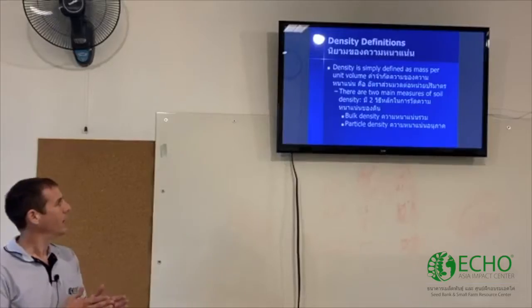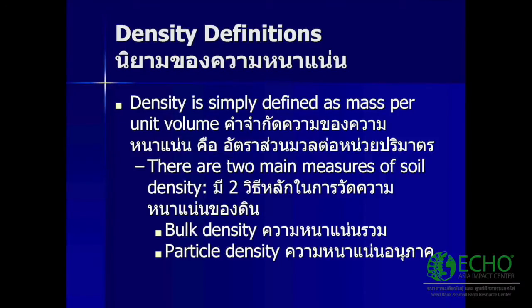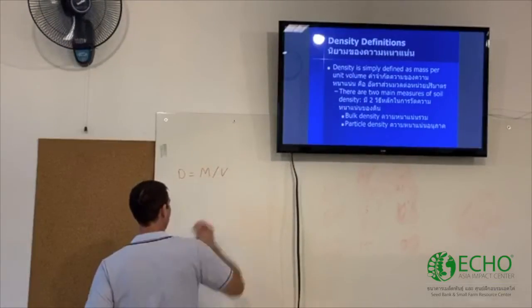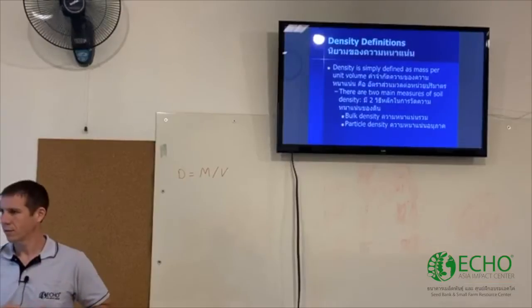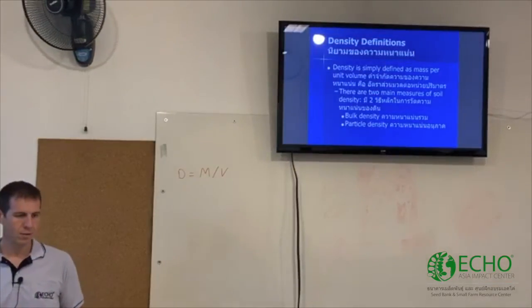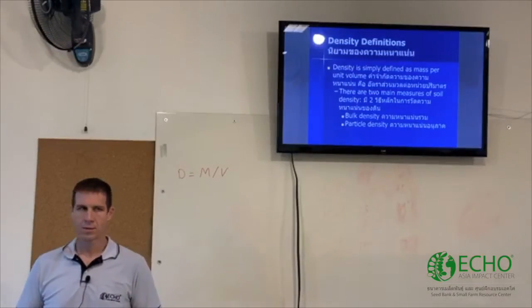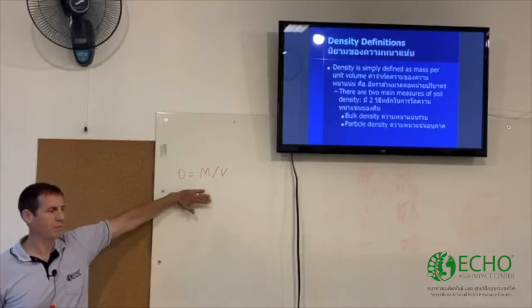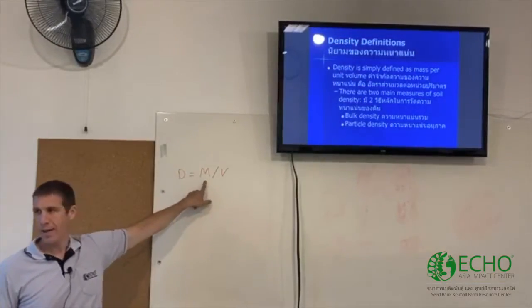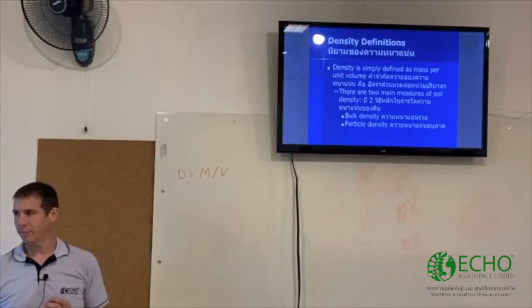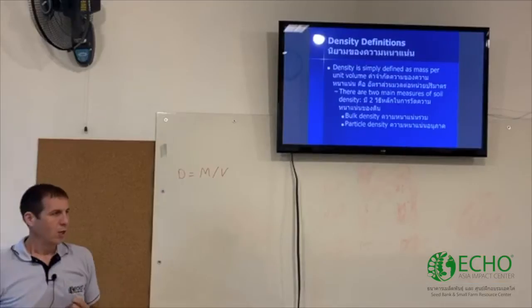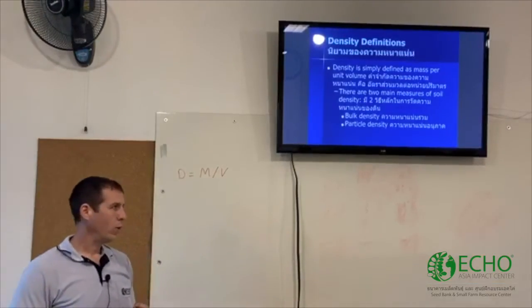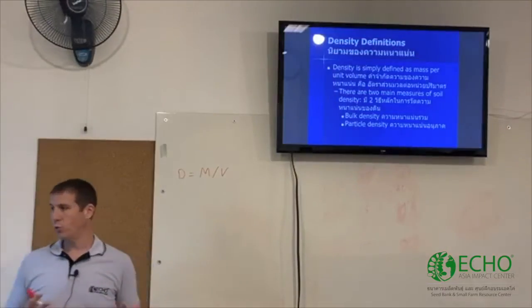Density is an equation. It is mass per unit volume. Density literally means thick and compact, but in units of measurement we use mass per unit volume. Okay, so we use this equation: density is mass over volume. D is density, equal to mass M over volume V.